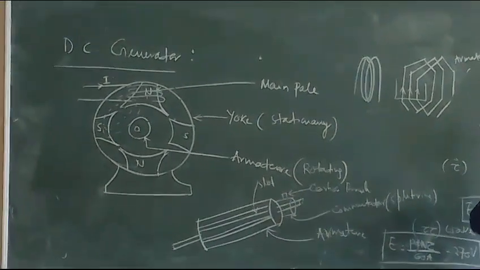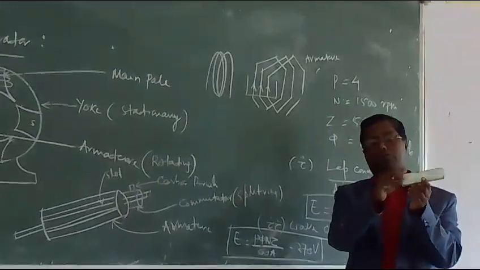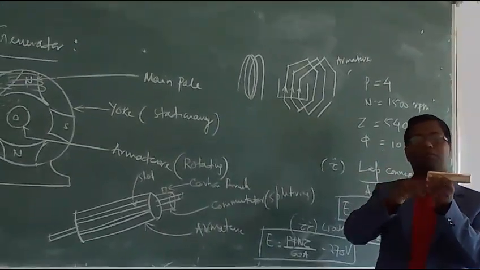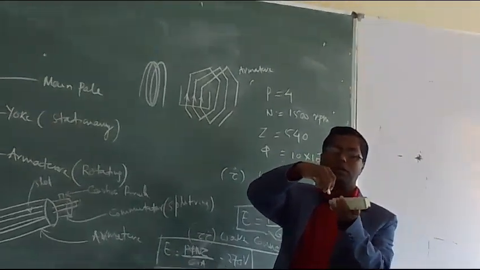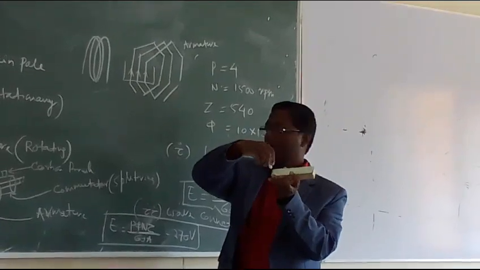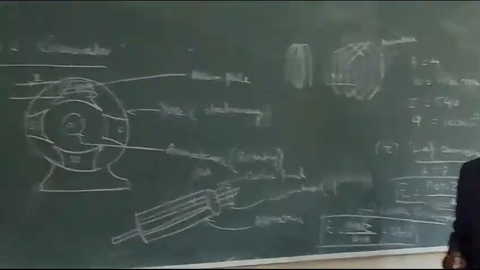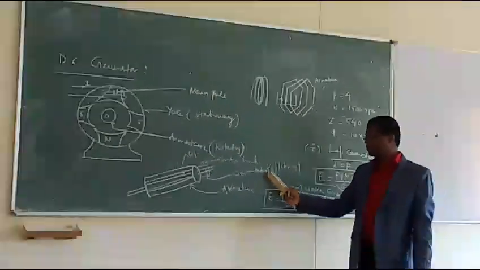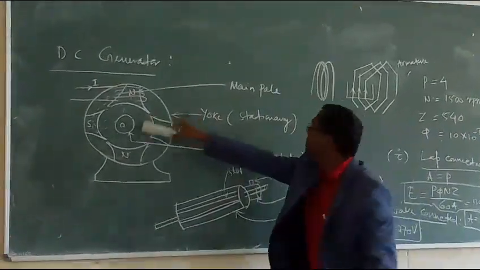Here you see this armature is rotating, and the commutator is fixed to the armature. Carbon brushes are placed in the brush holder, just for the collection of current. The commutator is rotating, but the brush holders are not rotating. They collect current from your commutator, that means indirectly from the armature. Clear to all of you? The other name of commutator is split ring. So these are the different parts of a DC machine.